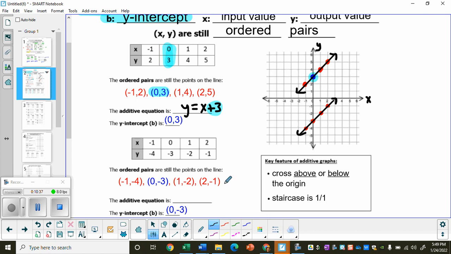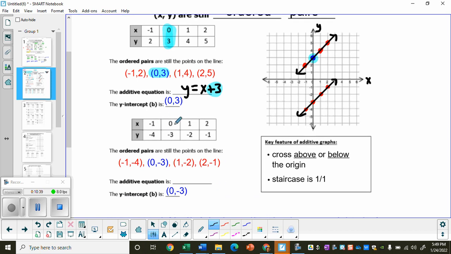And I think you can start to see it now. Like if we look at this equation for this table, it's just minus 3, minus 3, minus 3, minus 3. So this time my equation is x minus 3. And since it was a minus 3 in the equation, you see how the blue point is now down here at the minus 3? So like I said, in the equation, if you know this number, if it's like a plus number or a minus number, you know where it's going to cross.